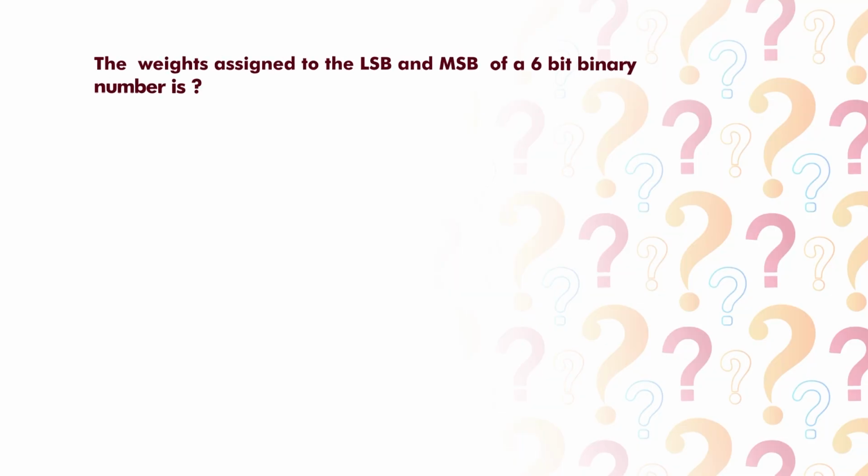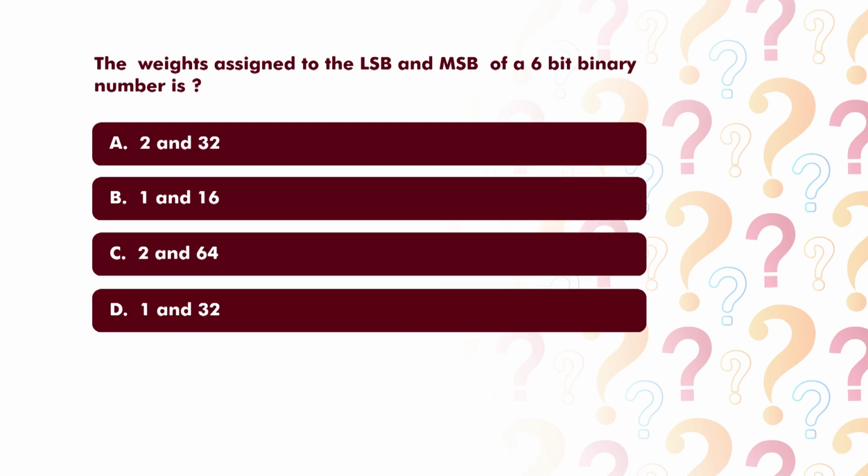The next question: the weights assigned to the least significant bit and the most significant bit of a 6-bit binary number are? So, how are the weights assigned? It starts with the least significant bit, whose weight is 2 raised to 0, and it goes up to the most significant bit, whose weight is 2 raised to n minus 1. We have a 6-bit number, so its least significant bit carries a weight of 2 raised to 0, that is 1, and the weight of the most significant bit is 2 raised to n minus 1, that is 2 raised to 5, which is 32. Therefore, the last option, that is D.